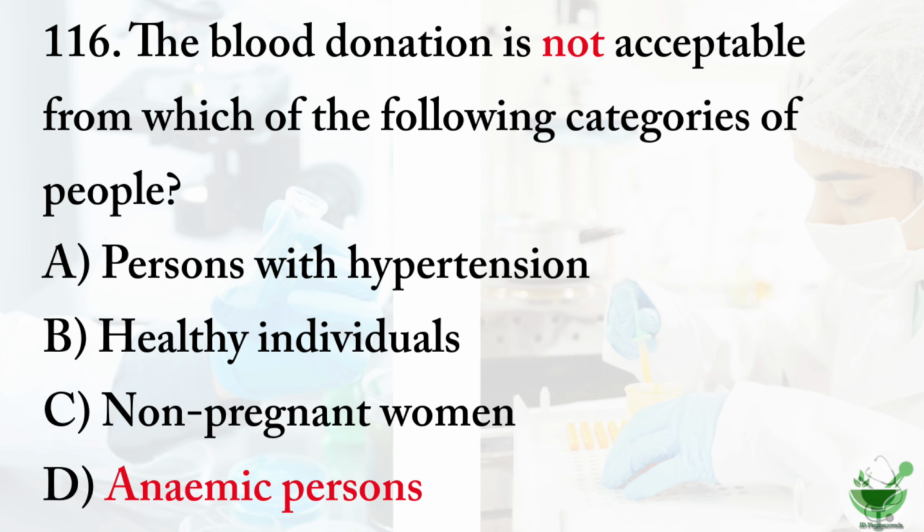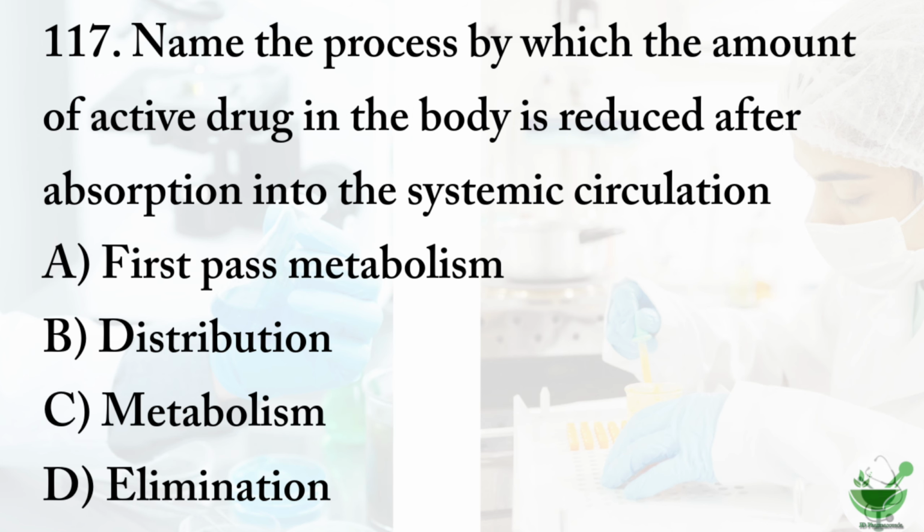Then question number 117. Name the process by which the amount of active drug in the blood is reduced after absorption into systemic circulation. Option A first pass metabolism, option B distribution, option C metabolism, option D elimination. So when the drugs are eliminated, the amount in the blood is reduced. So the correct option is option D elimination.